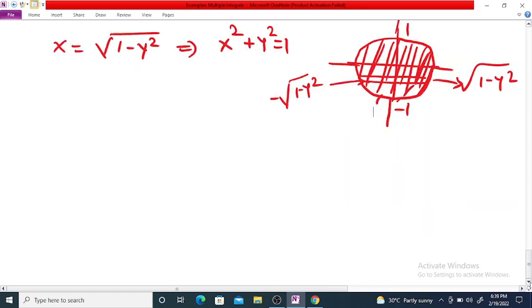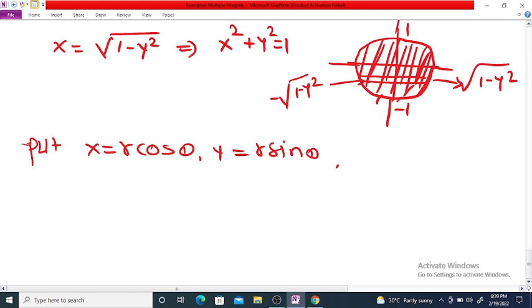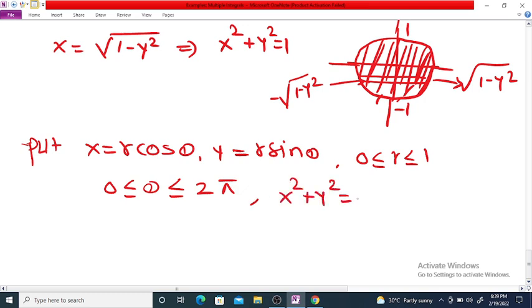So now to change to polar coordinates, put x is equal to r cos theta, y is equal to r sin theta. Here 0 less than or equal to r less than or equal to 1, and theta is what? 0 less than or equal to theta less than or equal to 2 pi, and x square plus y square is equal to r square, and dx dy is equal to r times dr d theta.